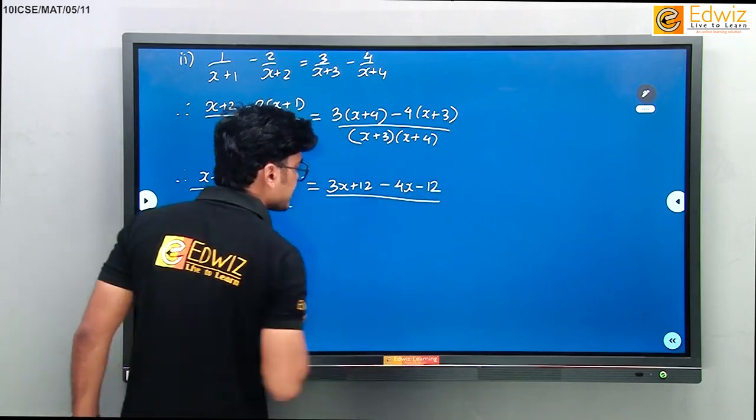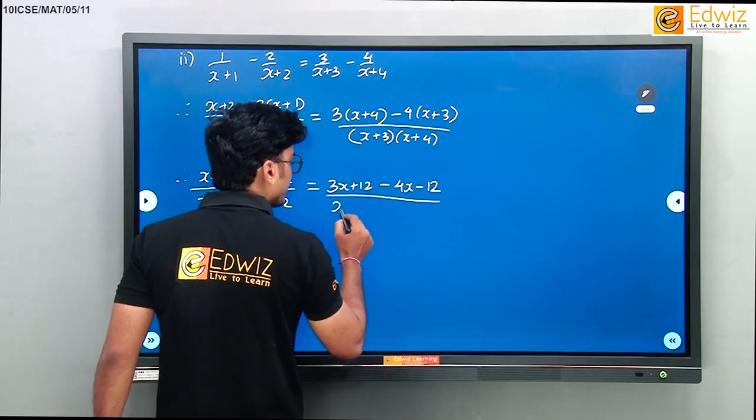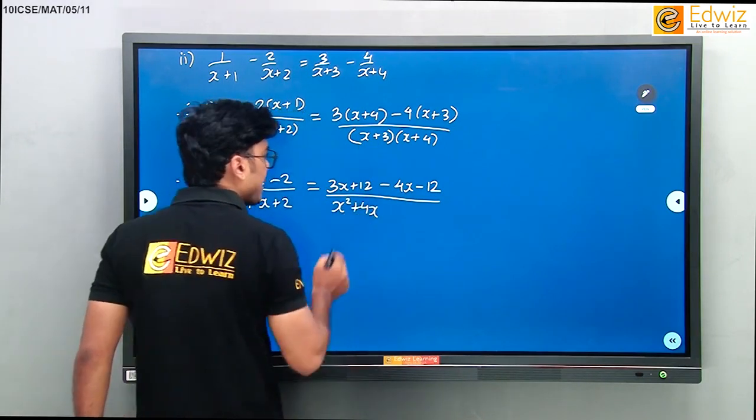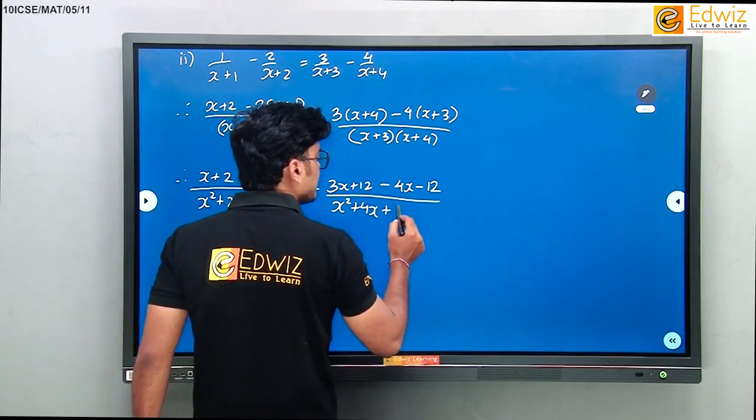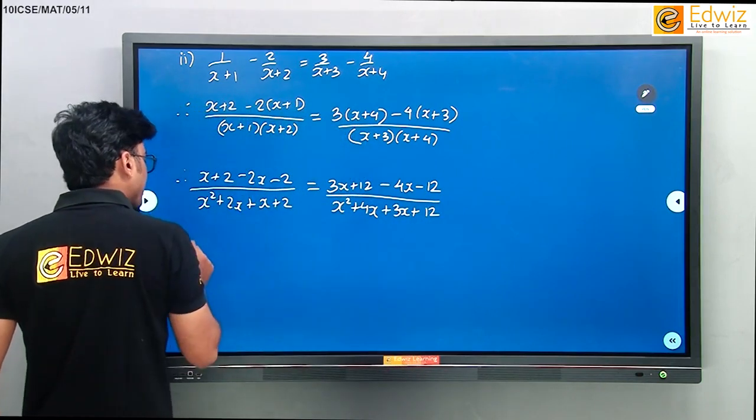Okay, open the brackets in the numerator. In the denominator x into x + 4. So x square + 4x and + 3 into x + 4, 3x + 12. Okay, now let us simplify further.